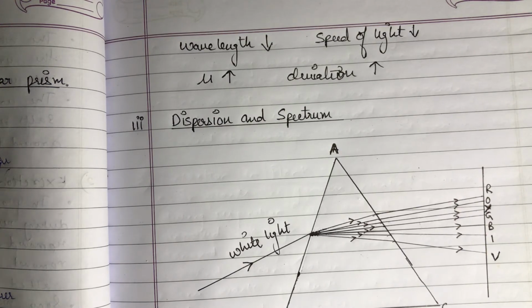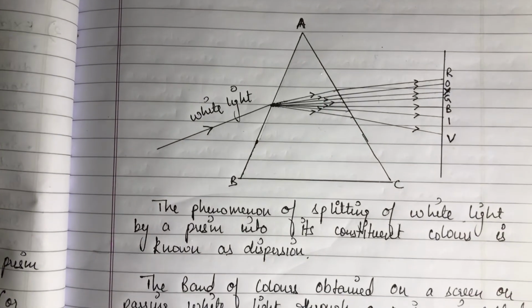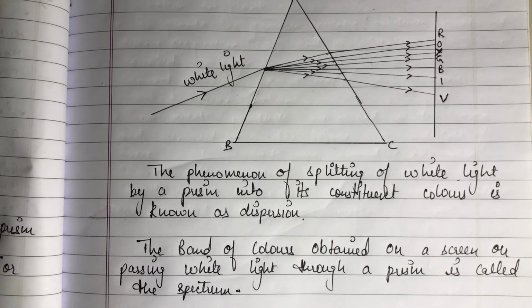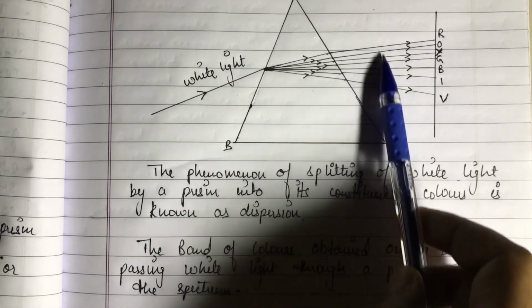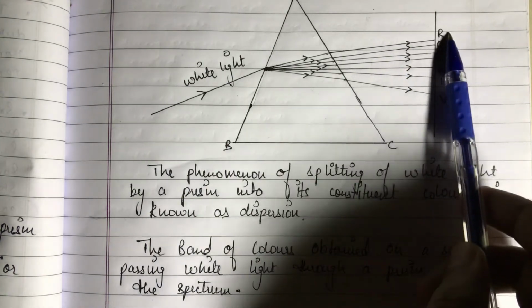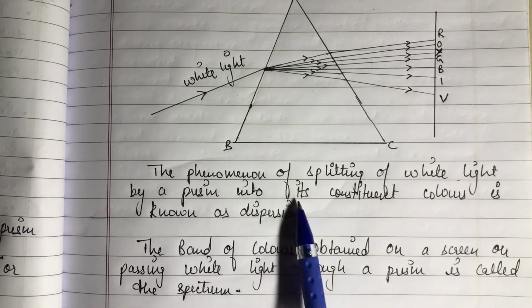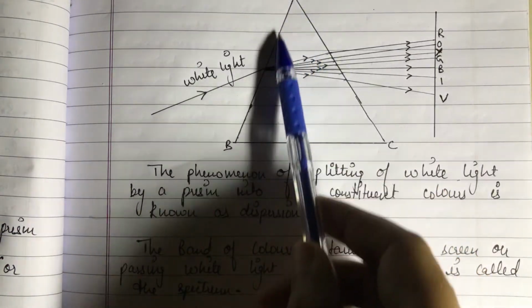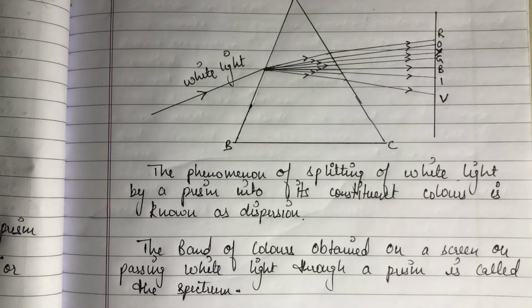Dispersion and spectrum will be our last topic of this video. You can see this is the white light. When it passes through the prism, it splits into 7 different colors, that is VIBGYOR. The phenomenon of splitting of white light by a prism into its constituent colors is known as dispersion. So this is dispersion of light.